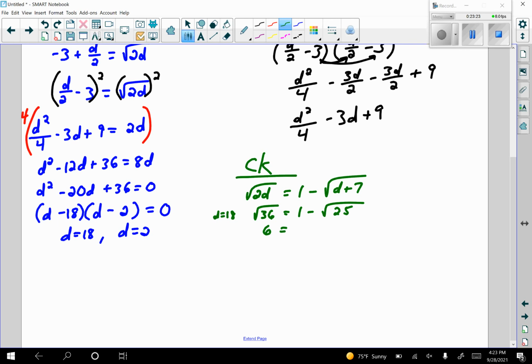So I'm going to get 6 equals 1 minus 5. Well, that's not true, so I can't keep that one. When d is 2, we're going to get the square root of 4, 2d, equals 1 minus the square root of 2 plus 7 is 9. So this is 2 equals 1 minus 3, and that's not true. So we did all of this work, and it turned out that neither solution satisfied the equation. But we didn't know until we did find those two solutions.